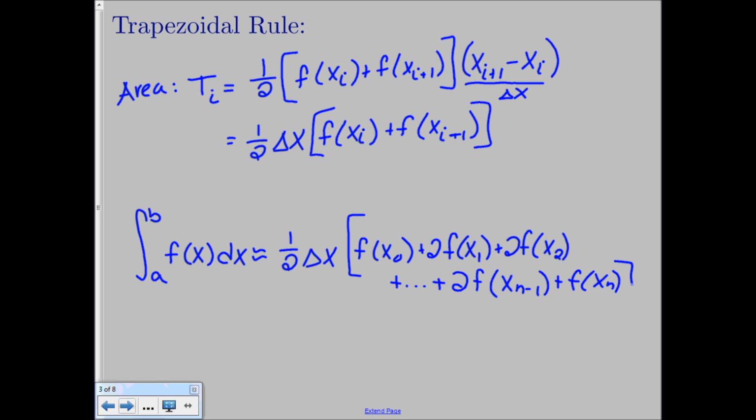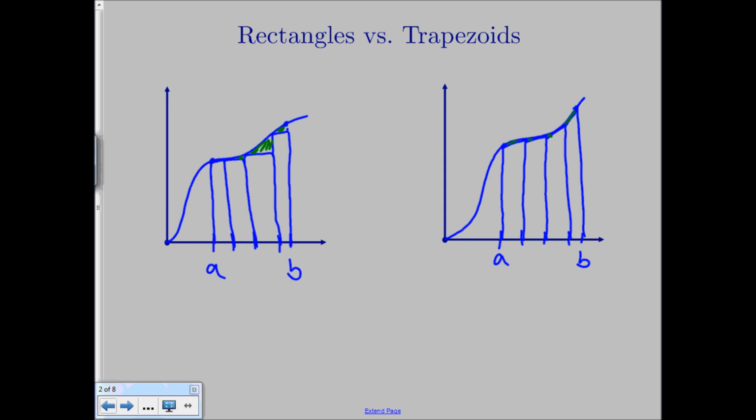You may ask, why are there 2's in front of all of them but the first and the last one? If we look back at our picture with our trapezoids, we can see that all of these green lines are in two trapezoids, so they'd be counted twice, whereas these red ones on the end are only in one trapezoid, so they're only counted once. Over here, this is x0, x1, x2, x3, and x4. So x0 and x4 are only in one trapezoid each, whereas x1, x2, and x3 are all in two, so they have to be counted twice.